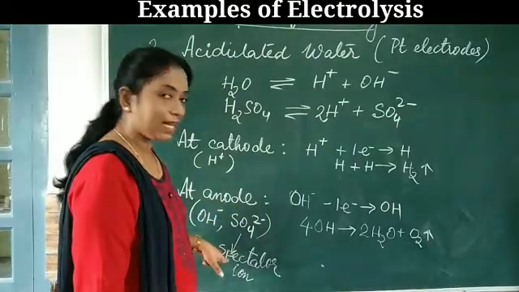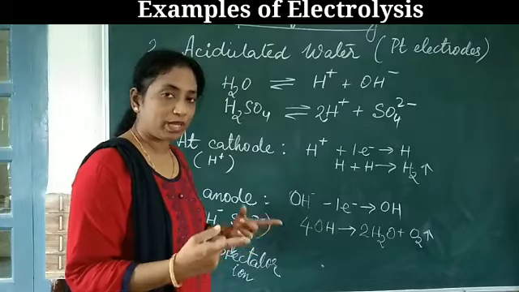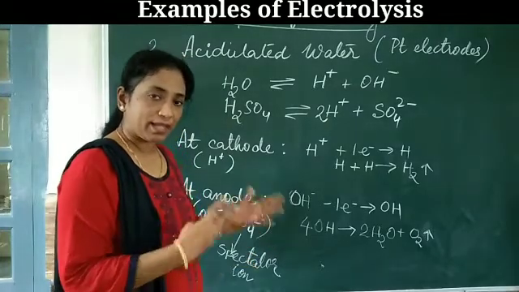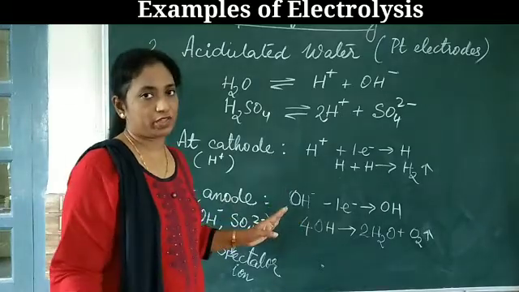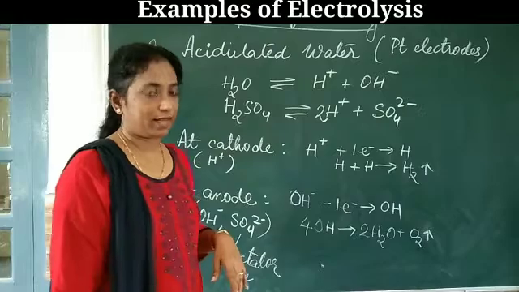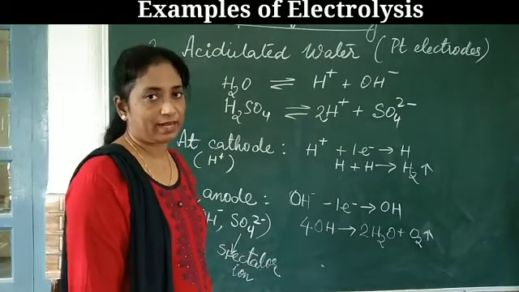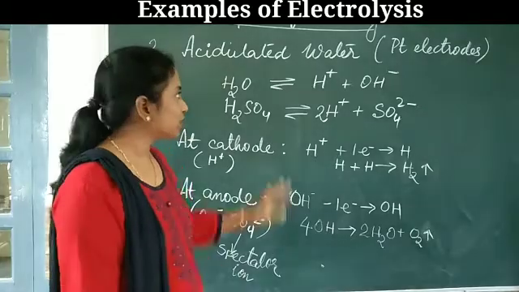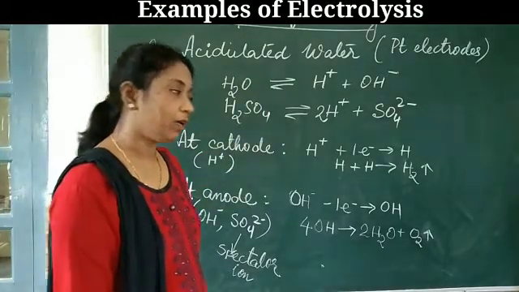What is a spectator ion? A spectator ion is an ion which migrated to the anode or the cathode, either electrode, but does not get discharged. So that is a spectator ion. And here who is the spectator ion? Sulfate ion is the spectator ion. So this is electrolysis of acidulated water.